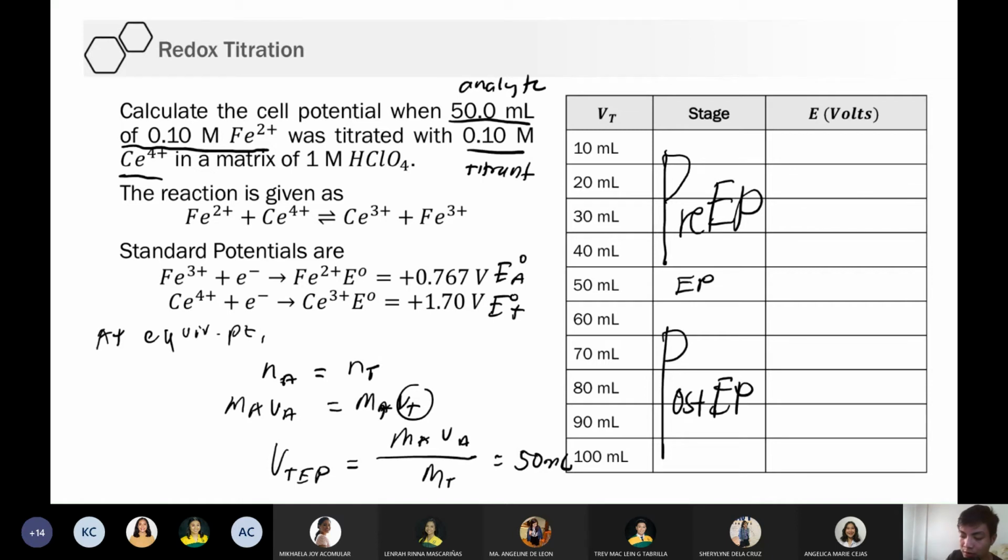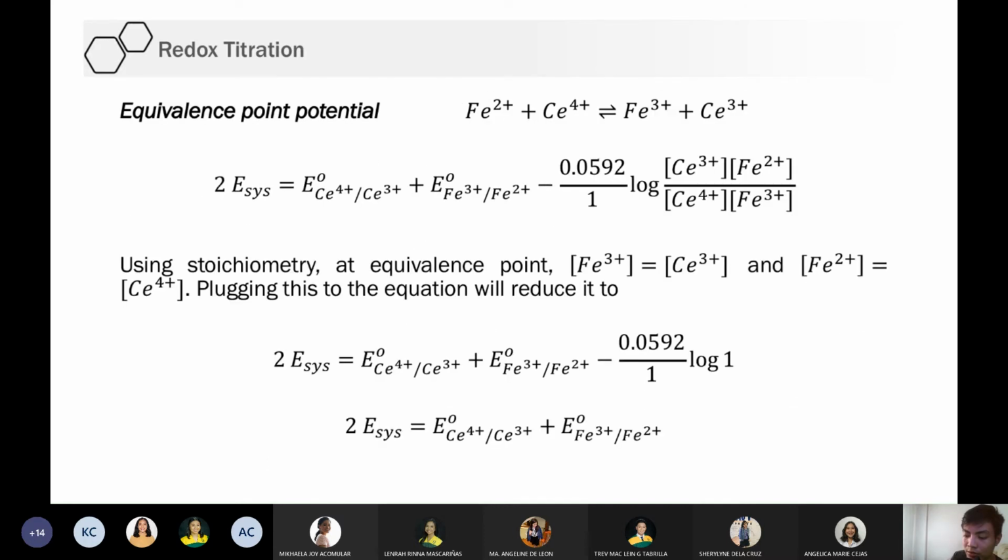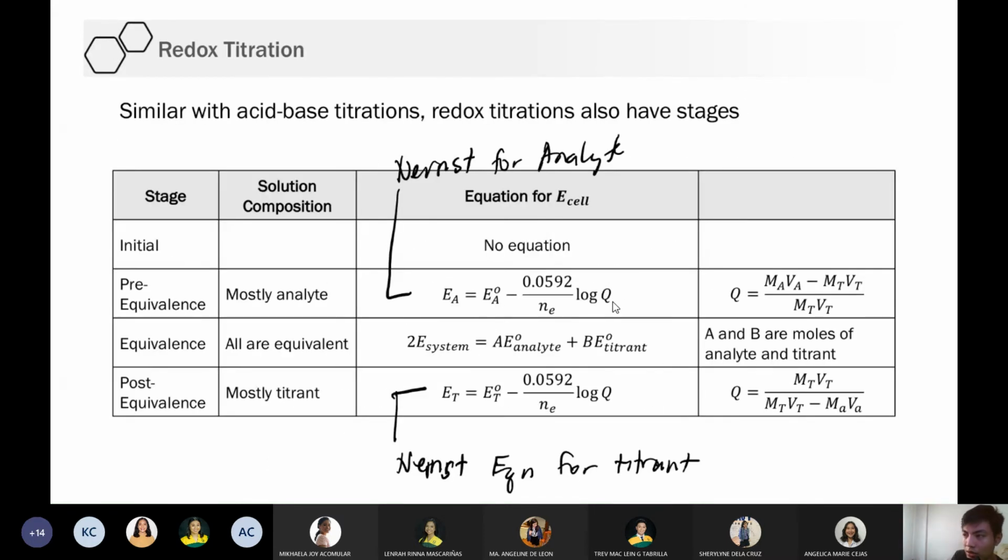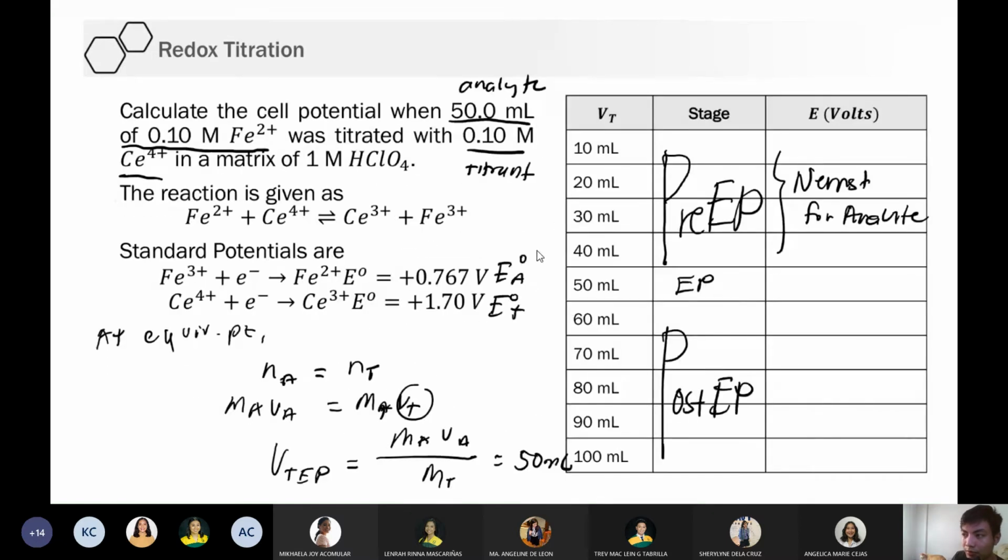So for this part, we use the Nernst for analyte. Okay, yung EA nakuha ko na naman, 'di ba? Yan na yun eh. So yun yung ipa-plug in mo dito. Ito na yung EA. Tapos yung Q, that's molarity analyte, volume analyte minus molarity titrant, volume titrant over molarity titrant, volume titrant. Pa-plug in mo na lang lahat ng numbers. Again, yung EA is yung sa ano lang. Ito lang. Hindi mo ipag-add yung dalawa. Ito lang. Then for the titrant sa post-equivalence, ito lang din.